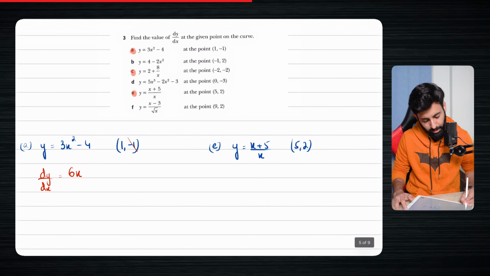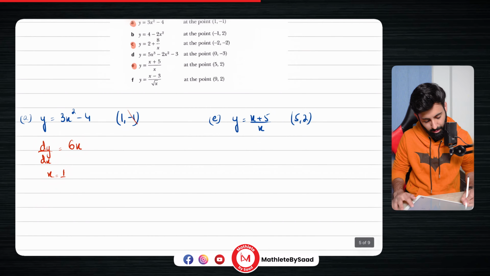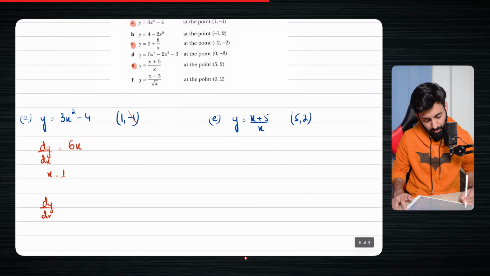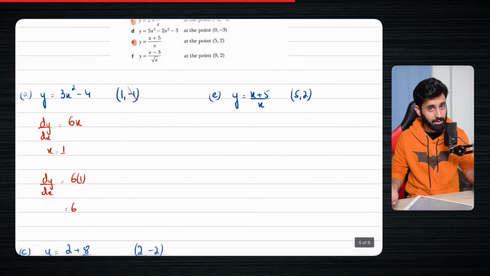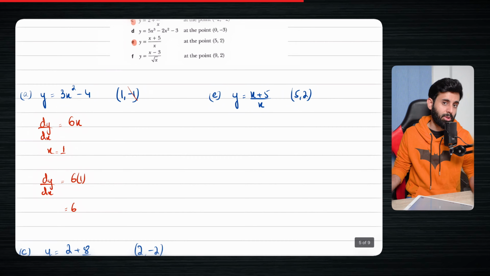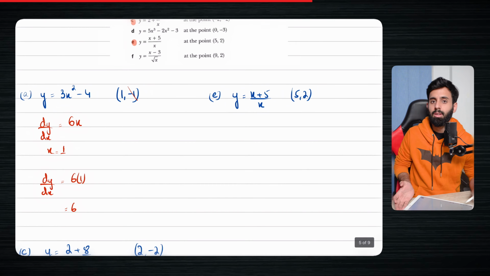Okay, so now all we've got to do is plug in x equals 1 in dy by dx. So you can see what dy by dx becomes. It becomes 6 into 1, which is equal to 6. So that means the gradient of the tangent at x equals 1 on the curve y equals 3x squared minus 4 is going to be equal to 6.